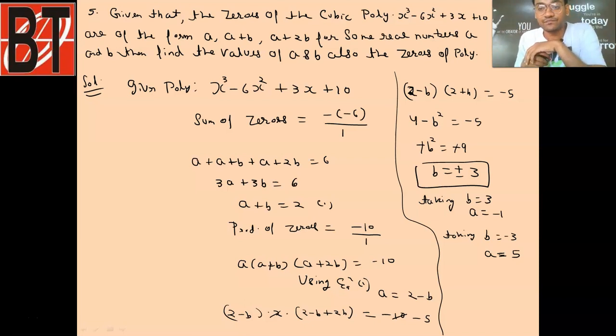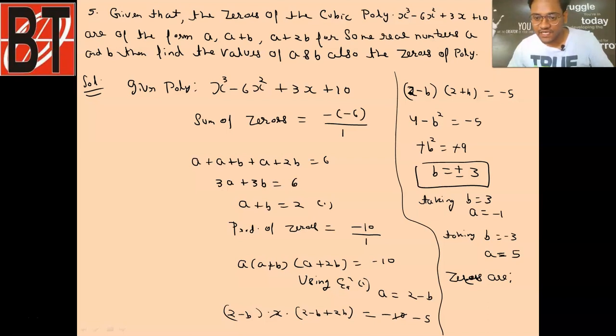Clear? Now students, you have to write the zeros also. So if you take any combination, you will have the same zeros. Zeros cannot be distinct. In the two cases, suppose I am using a as minus 1 and b as 3, what will be the required zeros?